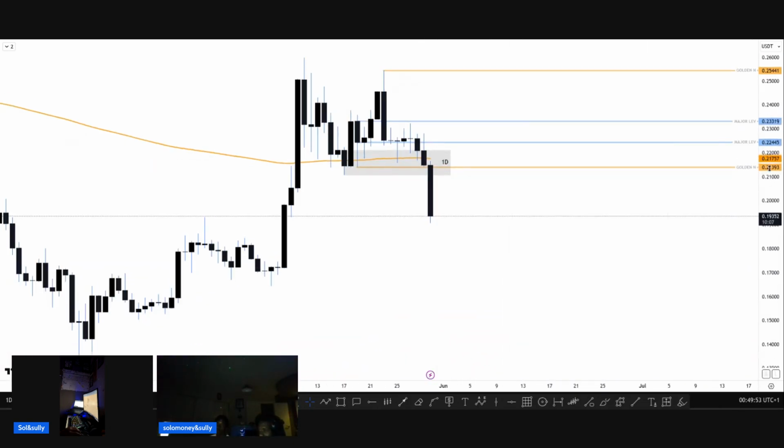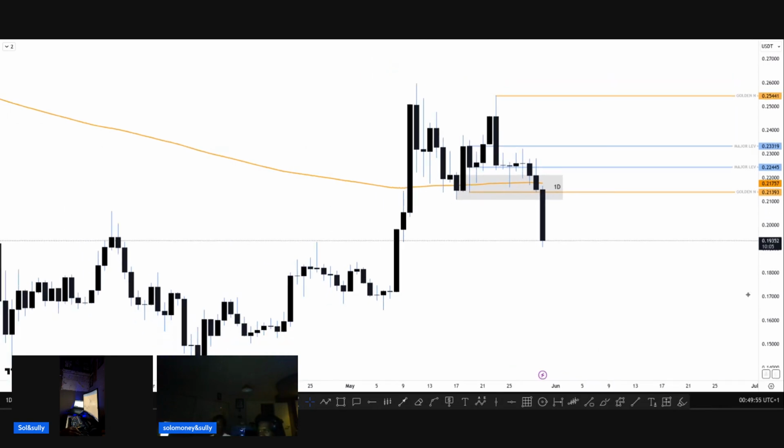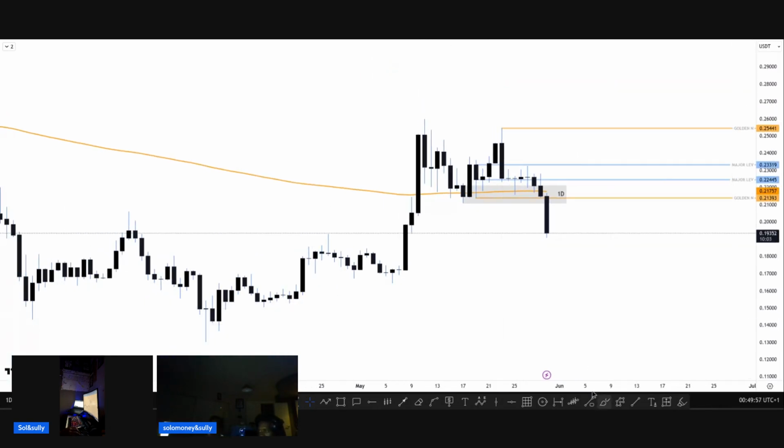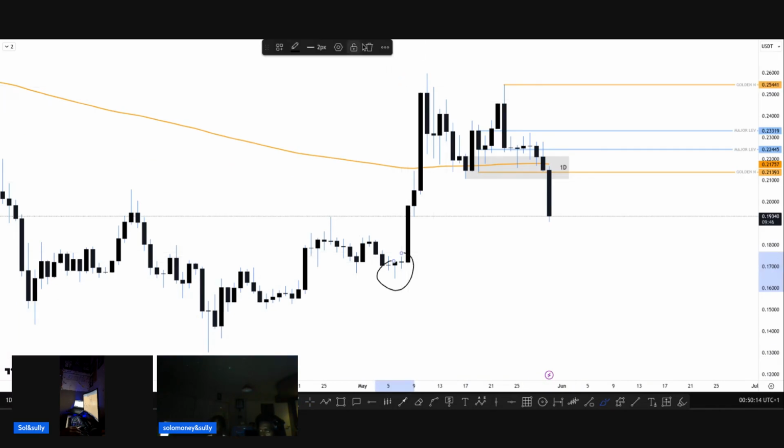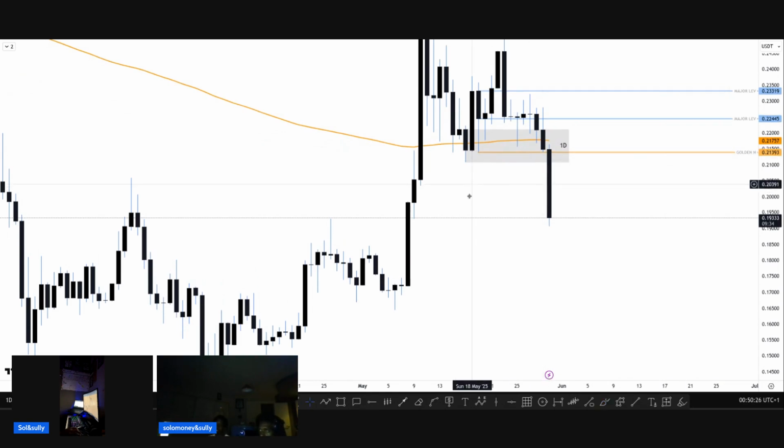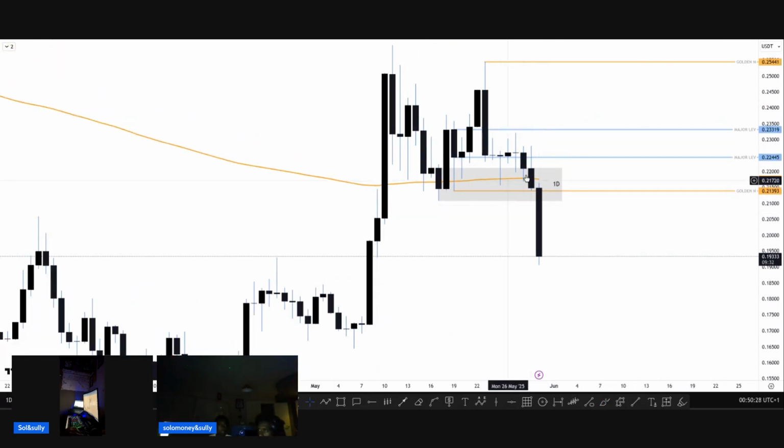Bro, confirmation will save your life, and understanding structure. Structure, indecisive level, only trade it with confirmation. Taking this other block here doesn't mean this zone is valid. Saying this rejection here doesn't mean it's valid yet.